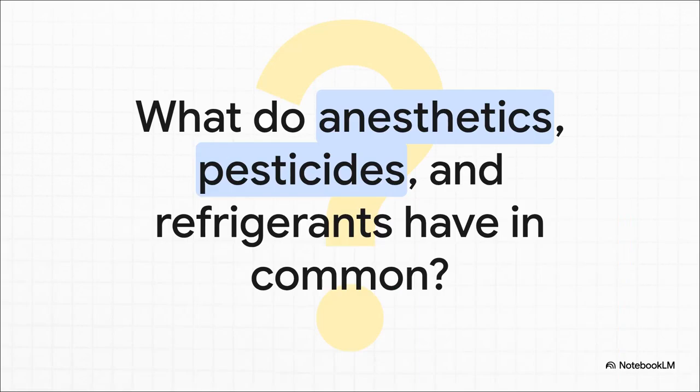So, let's just jump right in with a quick question. What could possibly be the chemical link between the stuff that puts you to sleep for surgery, the pesticide that protects our food, and the refrigerant that cools your fridge? I mean, they seem completely unrelated, right? But they all share a secret chemical identity. The answer? They're all part of this fascinating family called halogen derivatives.